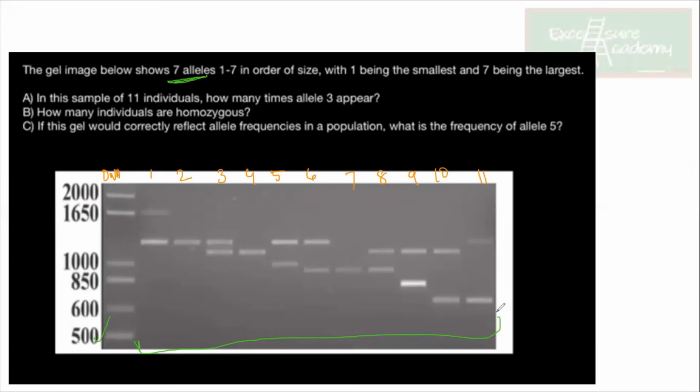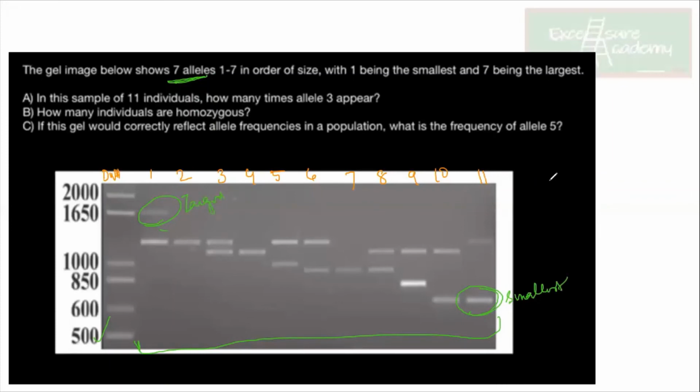Shruti? At the first position, the 1650 base pair one. So that is your largest one. Okay? That is your 7th allele. Yeah, sorry, the largest one. Smallest one is the 11th, 600. So this is your first one. Tanvi, you got it now? So this is your smallest one and this one is your largest one.